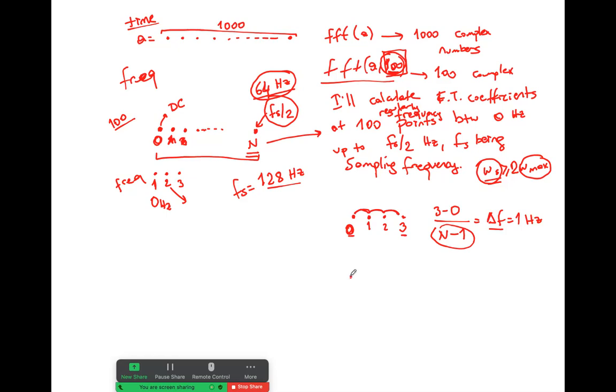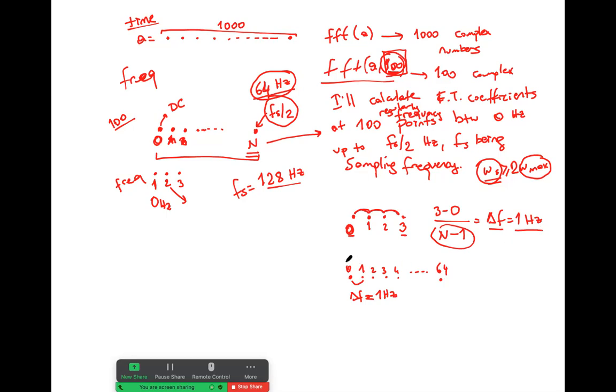What happens if I have 0 to 64 hertz? And if I want 1 hertz, 2 hertz, 3 hertz, 4 hertz, what should be delta F? Arkadaşlar, what is delta F? Yani change in F. 1 hertz, right? So I'm going to come here 1 hertz.